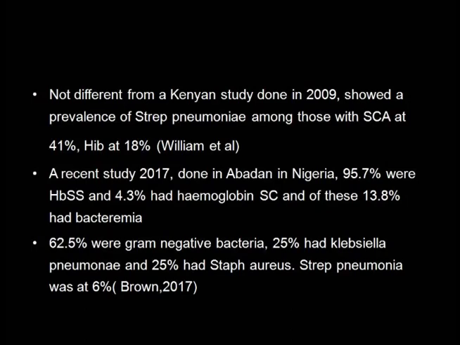A recent study that was done in Ibadan, Nigeria, showed 95.7% of those with HBSS and 4.3% of those with HBC, with bacteremia of about 13%. 62.5% had gram-negative bacteria, 25% had Klebsiella, and 25% also had Staph aureus, with 6% having Strep pneumoniae. So we can also see there's a varying etiology of the bacteria that you will culture in different areas or different countries.